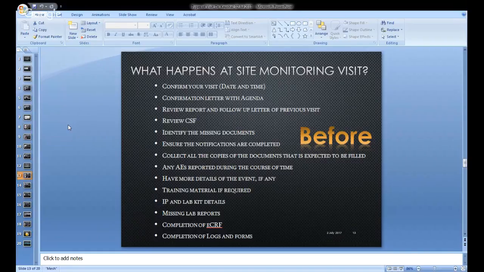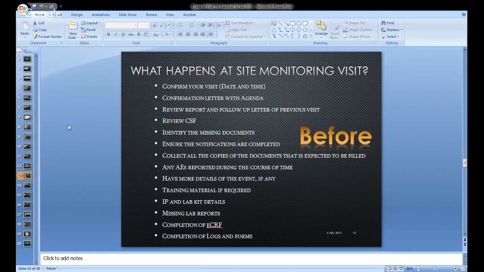Identify the missing documents, like we just talked. See if there is any change in team member. See if there is any updations done in the course of time. Are there any documents that are missing? Is there any notification which was done to ethics committee and not sent to the sponsor or a CRO? So these all falls under your missing documents. So identify what is missing. Enlist them before you go to the site.